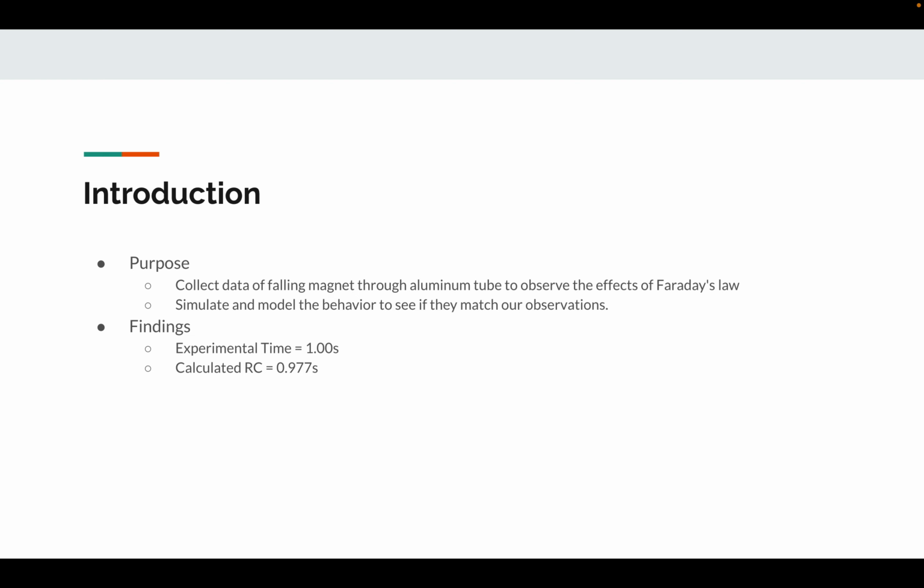The purpose of this lab was to collect data of a falling magnet through an aluminum tube to observe the effects of Faraday's law, and to simulate it and model its behavior on VPython to see if they match our observations. Our findings were that our experimental time and calculated time were very similar. The experimental time was 1 second, but the calculated time on VPython was 0.977 seconds.